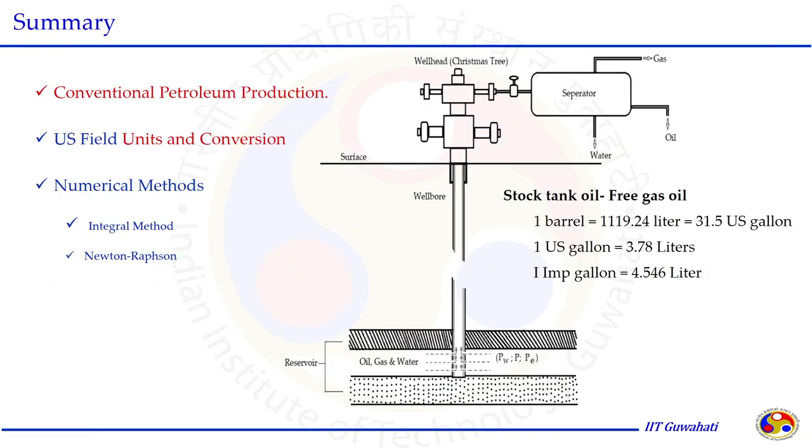So, in summary, we discussed the conventional petroleum production system, US field units and the conversions, which are very much required as we move further in this course. For example, the stock tank oil, or the free gas oil after the separator, when the gas is separated from this, if we measure in different units, let's say 1 barrel is equal to 31.5 US gallons, and in liters it is 119.24 liters. Even for the gallon, there are 2 types: one is the US gallon, that is 3.78 liters, and the imperial gallon or UK gallon, that is 4.546 liters.